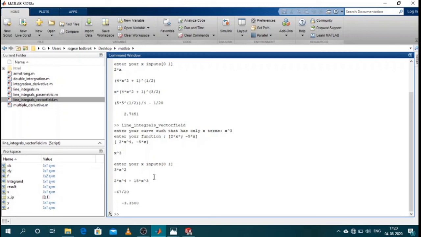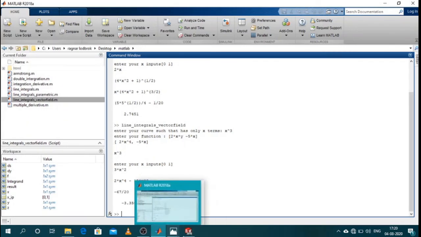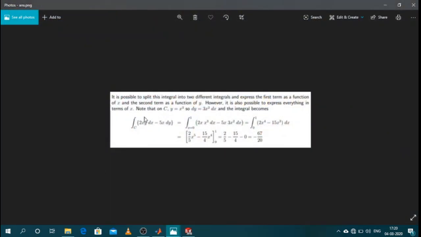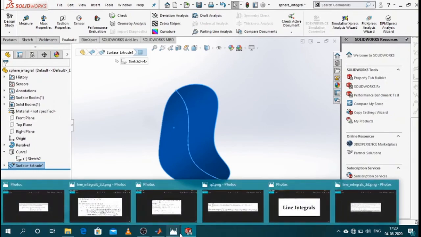Your final answer is minus 67 by 20, and you can check it here. This is your solution, and your final answer is minus 67 by 20, and that is what you got from this code.